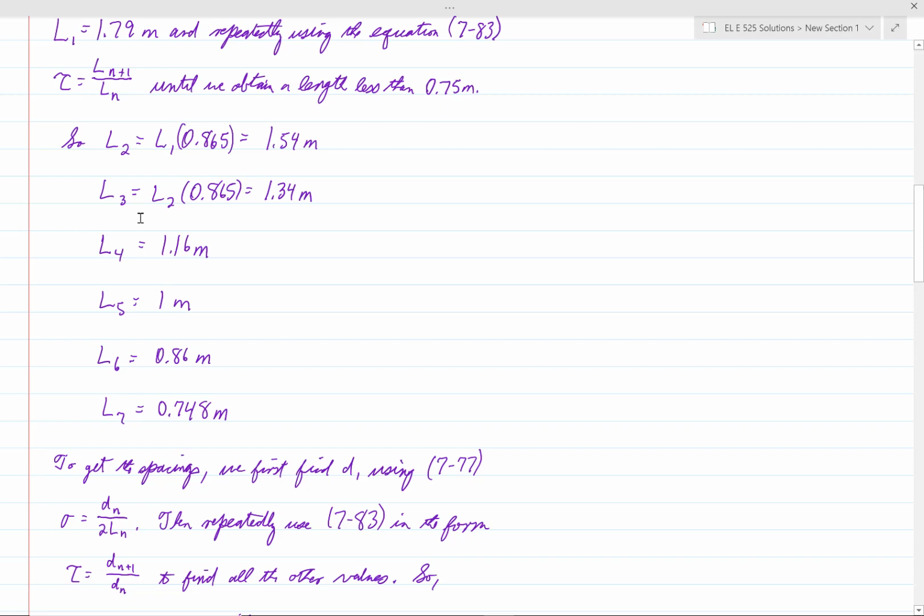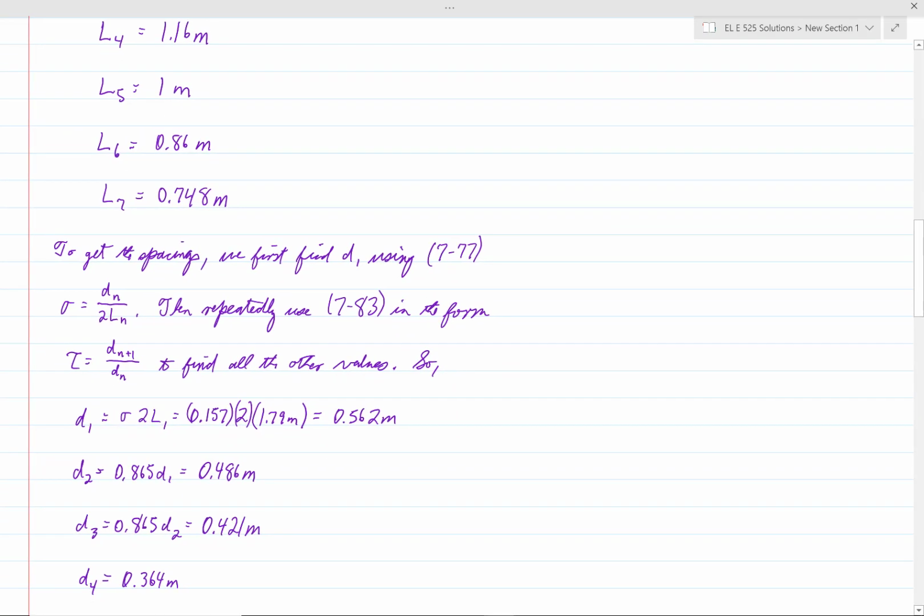And furthermore then, since there were 7 values of L, we conclude that there are 7 antennas in the log periodic dipole array. And then the final thing we can do is to calculate the distances between these elements. D1 is the distance between L1 and L2. D2 is the distance between L2 and L3, etc. And so we can calculate up to D6.